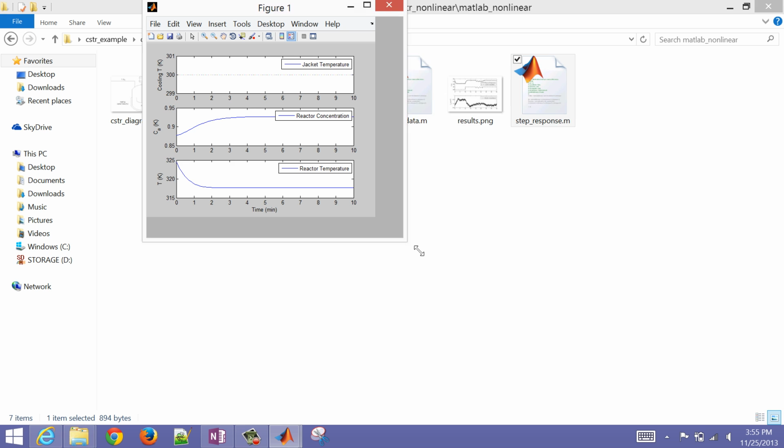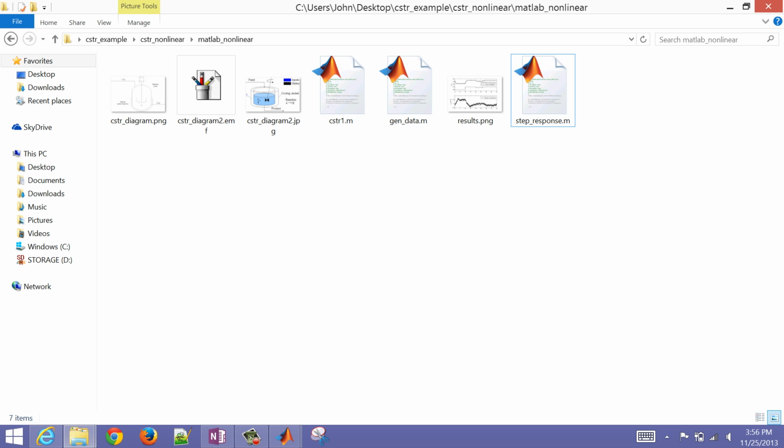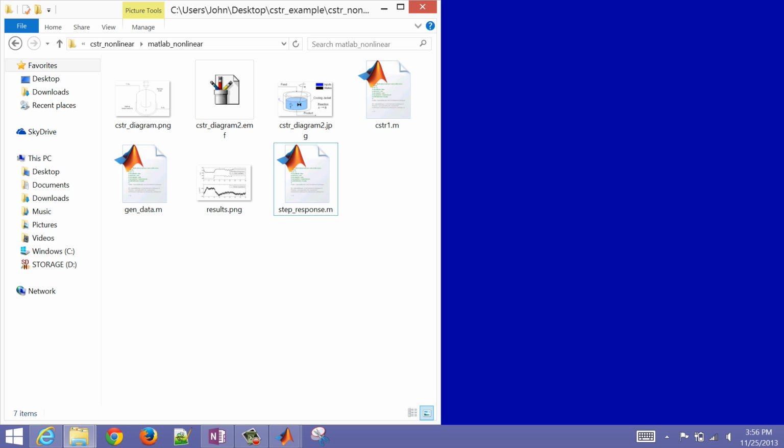I get a step response here for my jacket temperature, which is 300, and then I get a steady state condition for my CA, and also my temperature. So I simulated the nonlinear system. But let's suppose that we want to get this linearized. We want to be able to get this into a transfer function form or into a state space form.